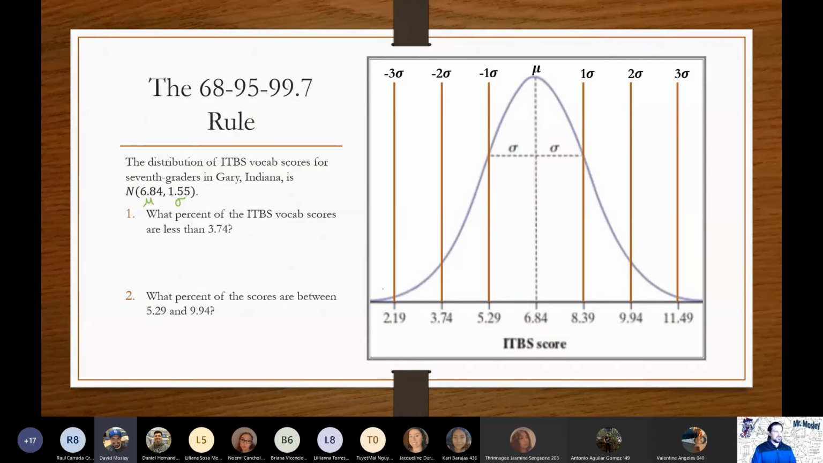So we'll go over to our graph here. 3.74 is right here. So I want to know what's the proportion of my graph that's over here. What does this represent, percentage-wise, of my data?